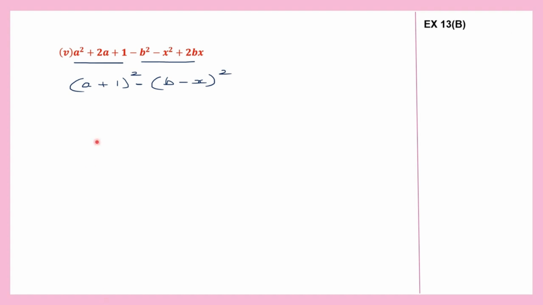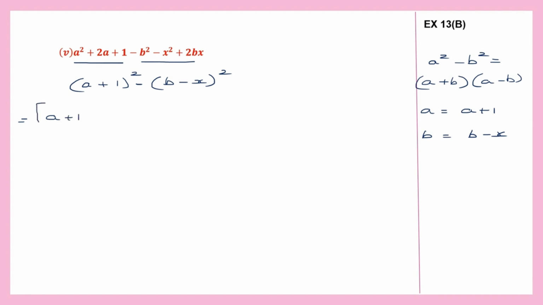So now what do we have? We have a square minus b square. So what is the formula for that? A square minus b square is a plus b into a minus b. And here what is a? Here a is the first factor, which is a plus 1. And what is b? B is b minus x. So let's follow that. So now a square is a plus b. So let's write a, and a is a plus 1 plus b. Okay, so let's put this in square brackets, plus b. And what is b? B minus x.